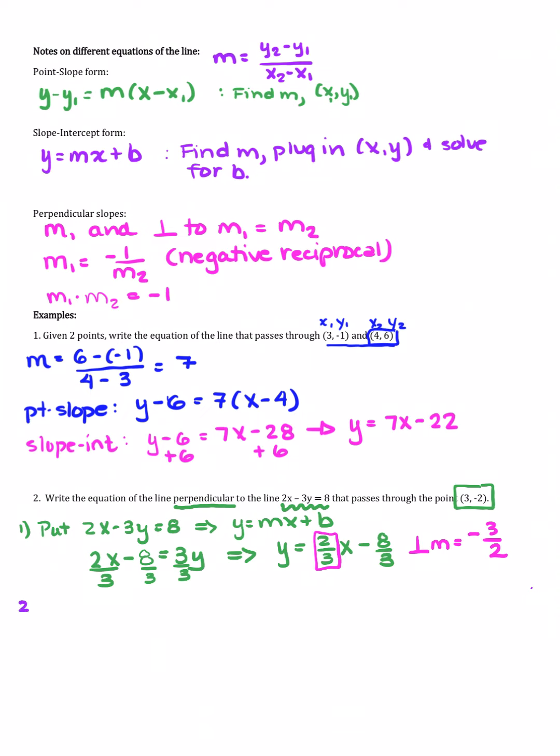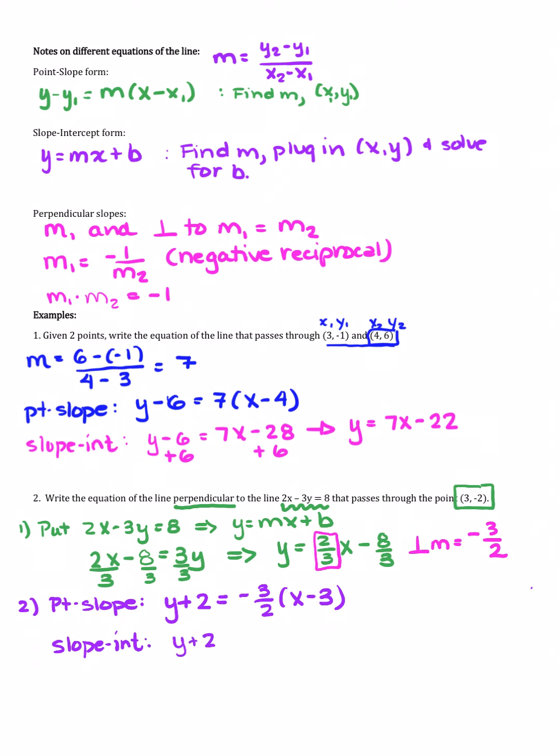First I'm going to put this into point-slope form. I'm going to use the given point, so we know that's y minus -2 equals -3/2 times x minus 3. That would be the equation of a line perpendicular to that given line but that passes through the point 3, -2. Then I can also put this into slope-intercept form, again by isolating y.